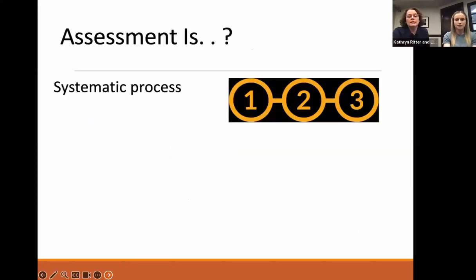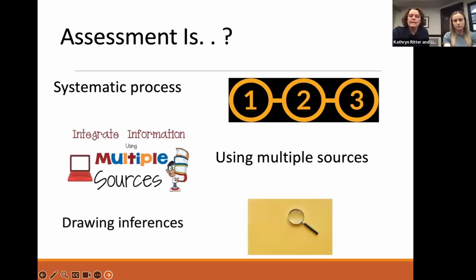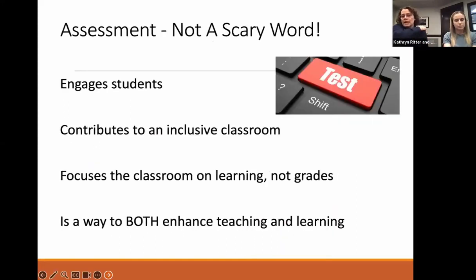So assessment is systematic. It's not something that generally just happens off the cuff, although it can feel like that sometimes. And it is supposed to involve multiple sources to allow you to make an inference or make a decision about where you believe that learner is in the process of their learning. So what does that mean? I think when we talk about learners and say, oh, we're going to do an assessment of your ability to suture, learners are nervous, right? It feels like they're being tested. Oh my gosh, am I going to pass?